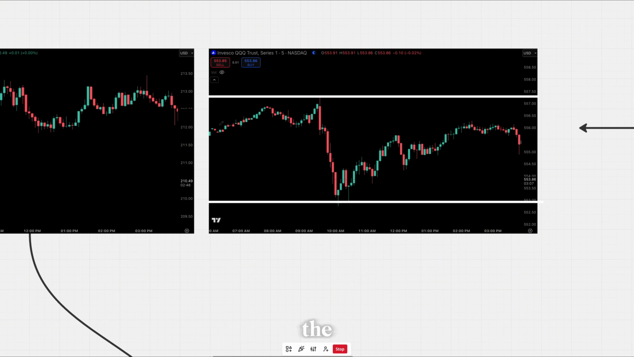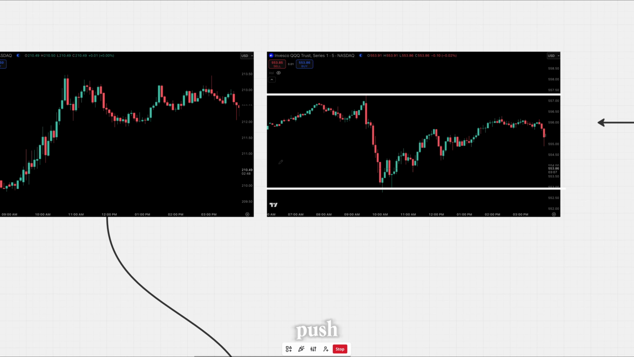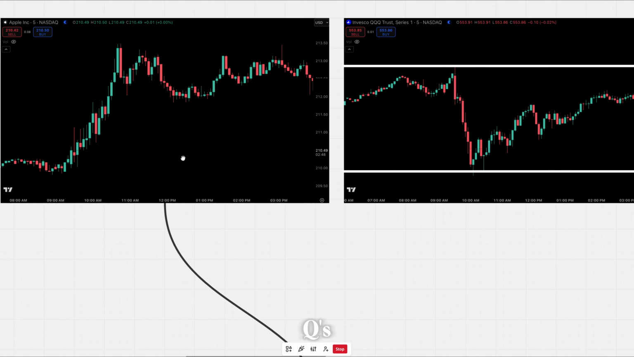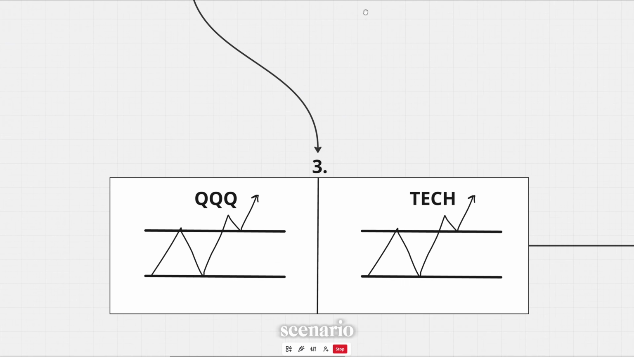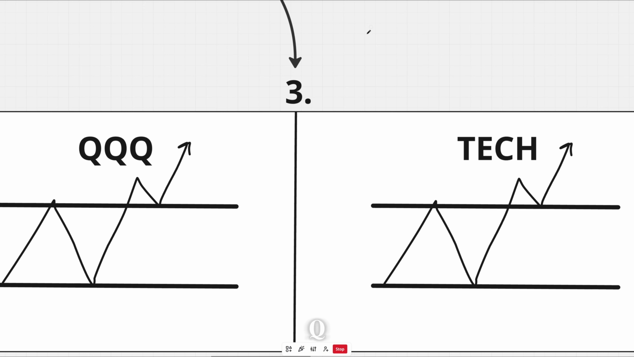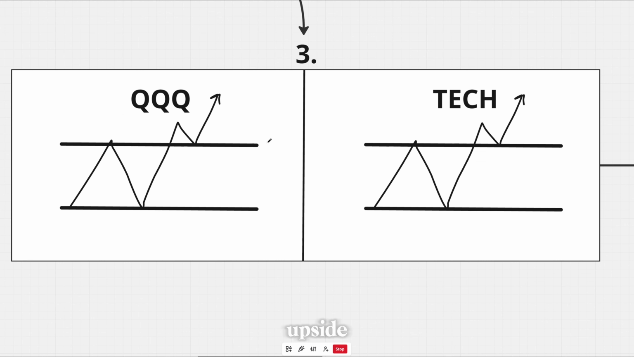We're moving up at the beginning of the day, large drop, and then we rebound throughout the day towards the upside. So this is a perfect example where the tech stock, for example, once again, Apple, is having a large push towards the upside, while the Qs has not made any new highs or lows and hasn't established a clear trend for the day.